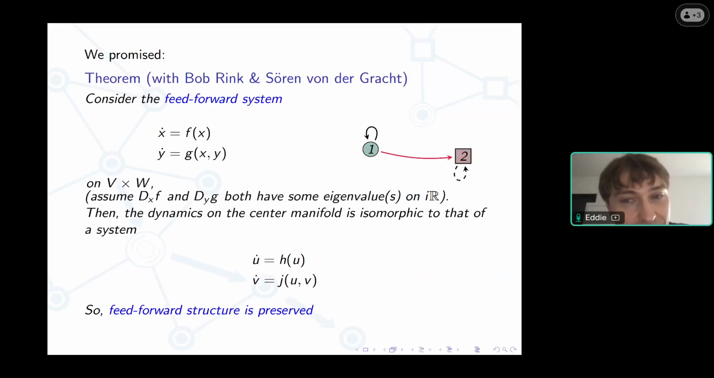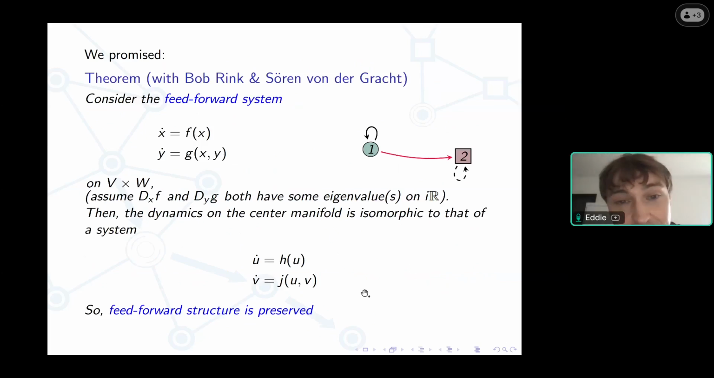Hopefully at this point you are convinced that we can do this for more complicated examples. But why do that, right? Why make it easier for this presentation? Why make it harder for this presentation? So we started with a feed-forward system, and then I said that after center manifold reduction, the system is isomorphic to this always. So in other words, feed-forward structure is preserved. What's the proof? Very easy.